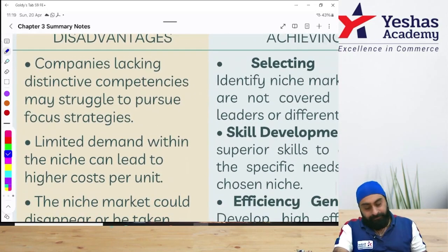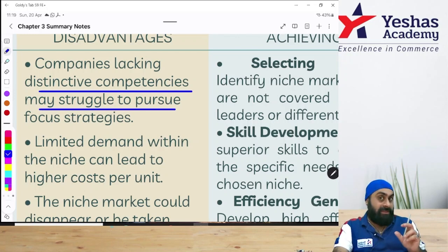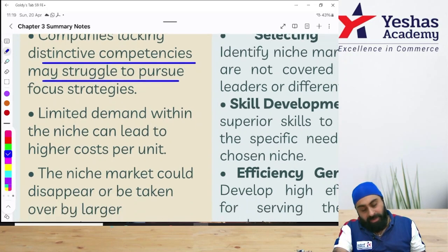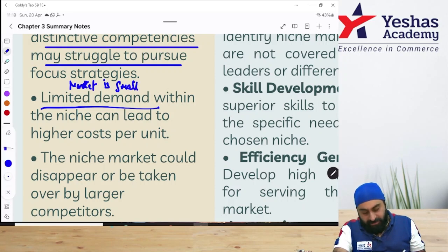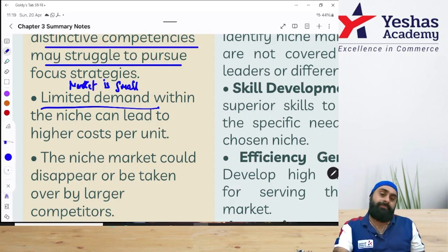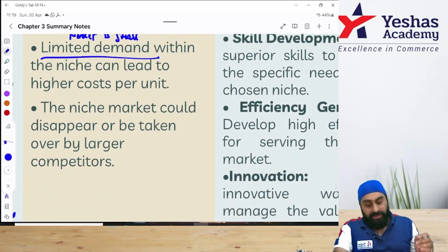Disadvantage. A company that lacks distinctive competencies may struggle to pursue focus. If you're not able to capture the right market, right distinctive core competency, you will not survive in the market. First of all, limited demand because the market is small. The market is small. Because the market is small, you will not be able to generate huge demands.